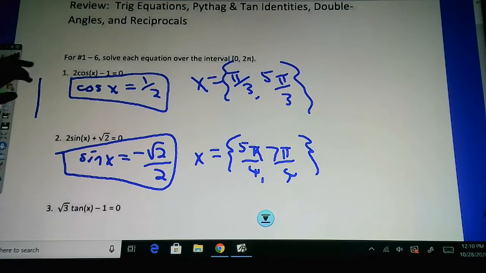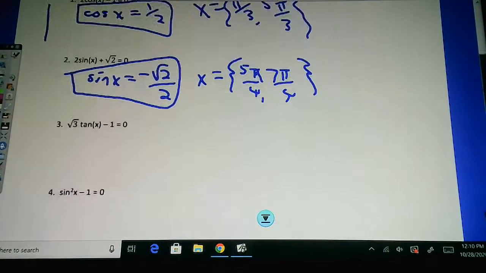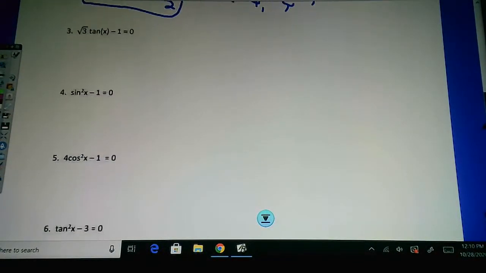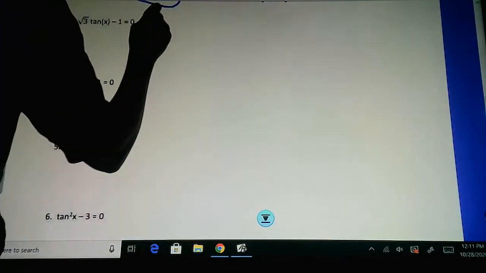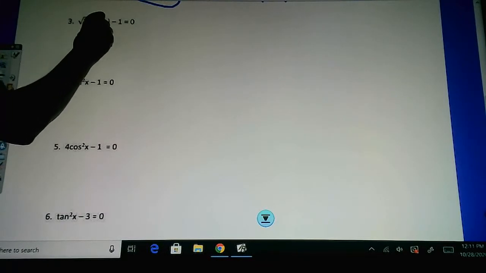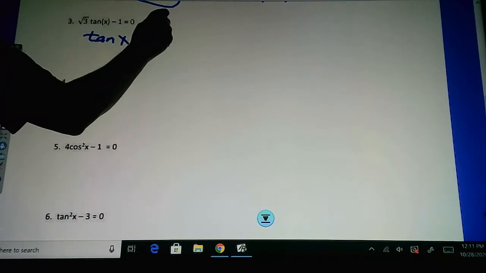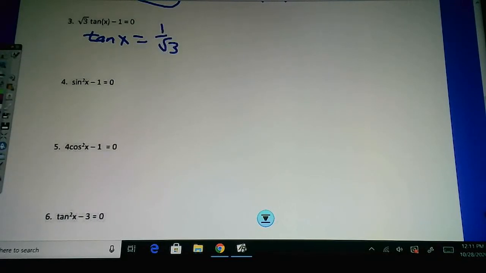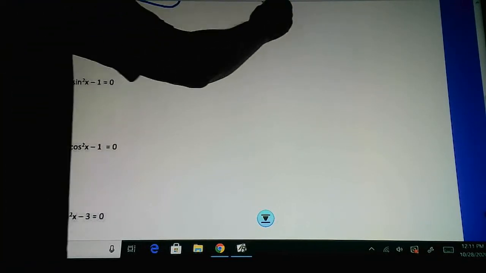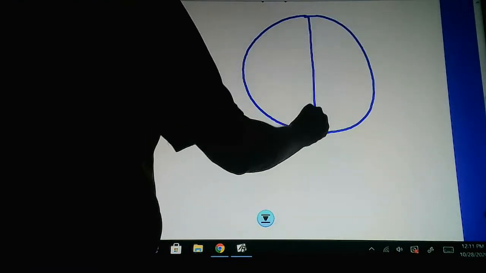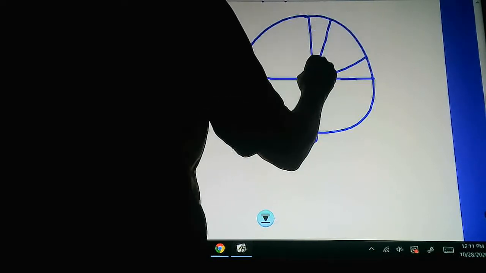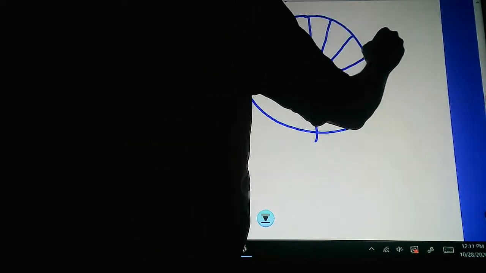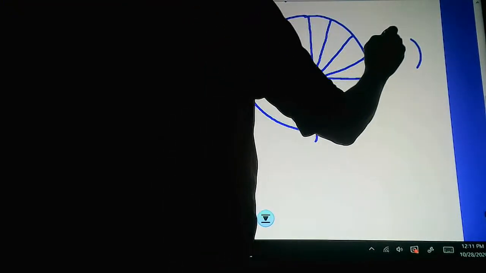All right, moving right along here. For tangent, same thing. We're going to get the tangent by itself. We're going to add 1, divide by square root of 3. Now, for tangent, let me just draw the new circle here real quickly. So at this ordered pair over here, you're going to see that you have a square root of 3 over 2 and a 1/2.